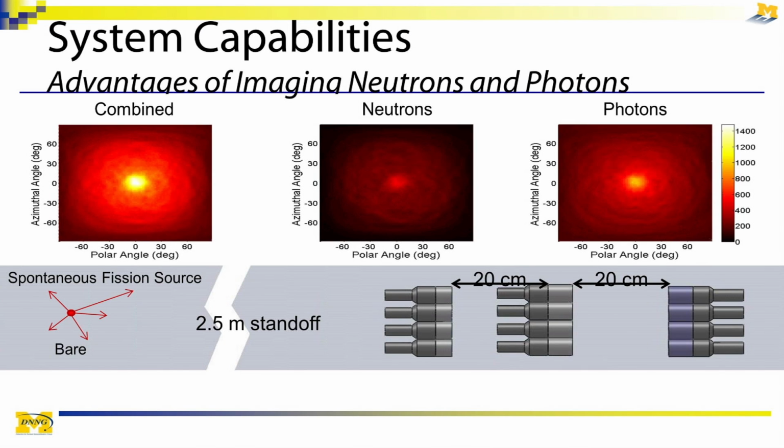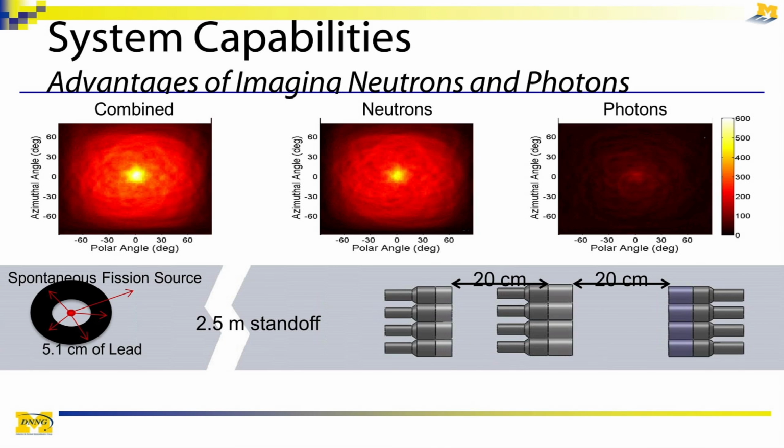Since we have a dual particle imager, we can detect both photons and neutrons. When a source is unshielded, both neutrons and photons reconstruct well, and when added together, produce an even better back projection image. However, when a source is shielded with a high Z material such as lead, photons are stopped. This is why a doctor gives you a lead vest before taking your X-ray to protect you. Neutrons, however, are unaffected by this type of shielding, yielding a good image.